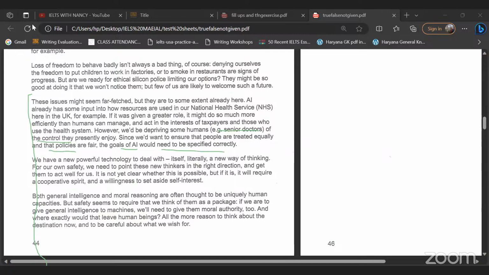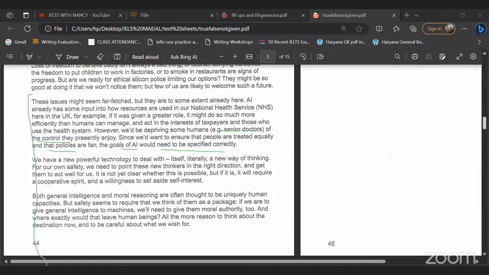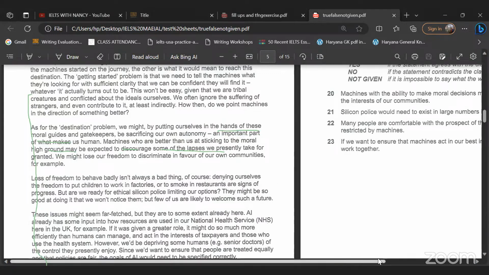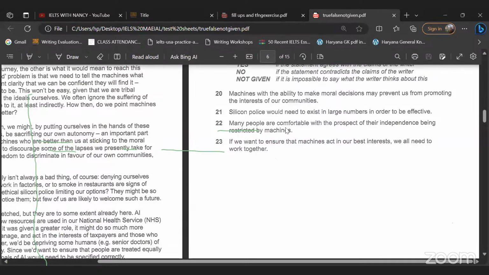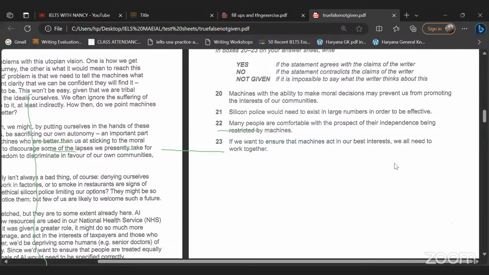And here in the question, they say many people are comfortable with the prospect. People being comfortable with the prospect has not been given. Independence being restricted by machine means the information is given in the paragraph, but it is unclear. So when such a case arises, where I find the word independence restricted by machines but the meaning is unclear, the answer has to be false, no. Information is given, but we are not clear. Is that clear?